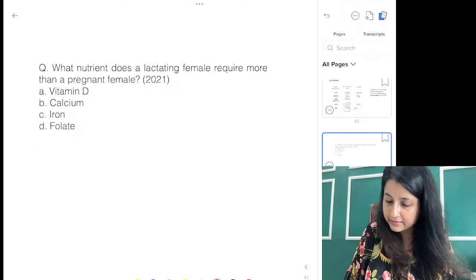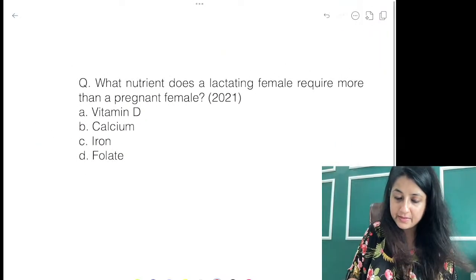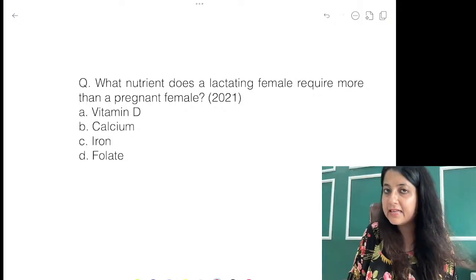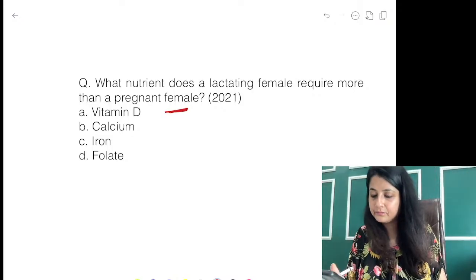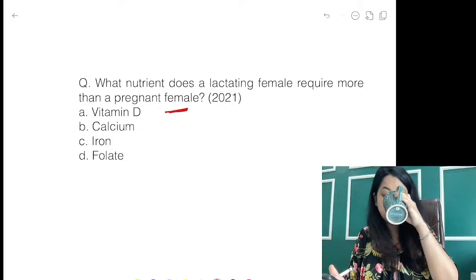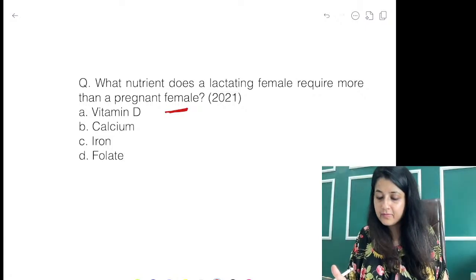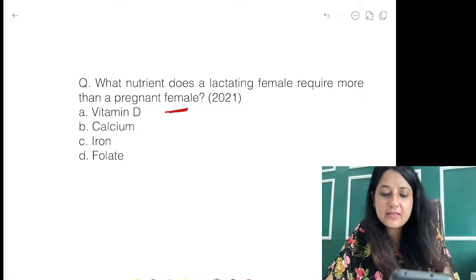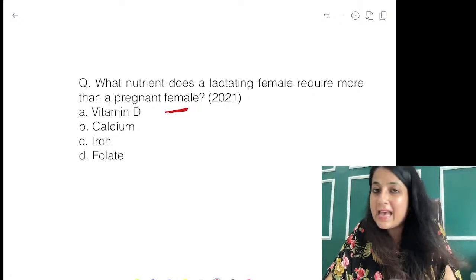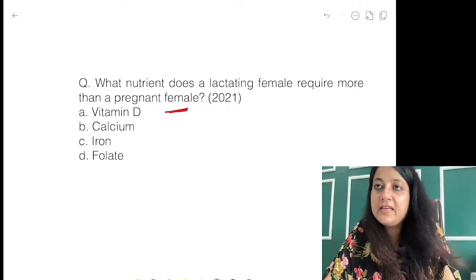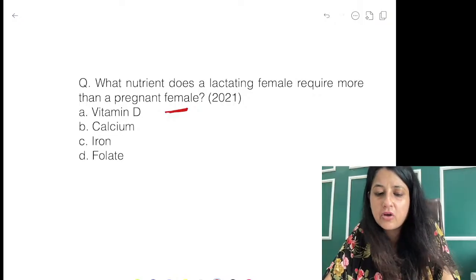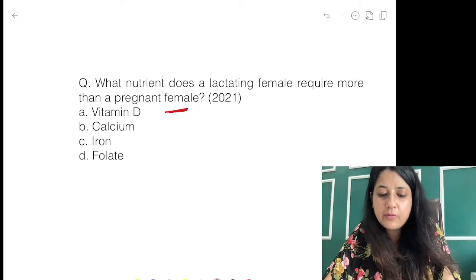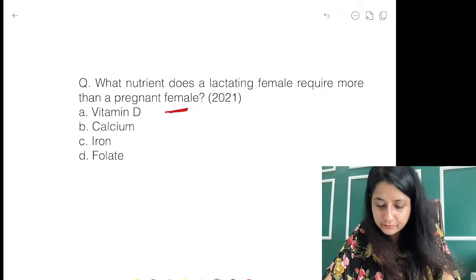Let's quickly do a couple more questions, then wrap it up. Which nutrient does a lactating female require more than a pregnant female? Anybody? So what did you mark, guys? 11 gram is the cutoff. 11 in pregnancy is acceptable. No, it is below 11 which is not. So below 11 you have 10.5. You can go for that one.